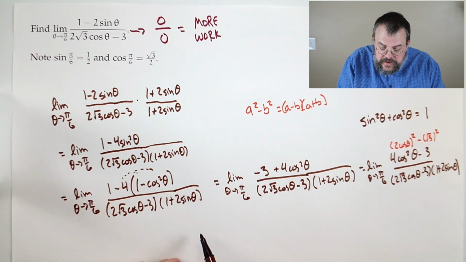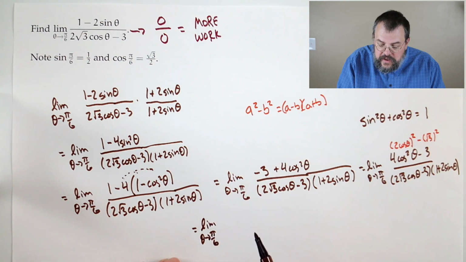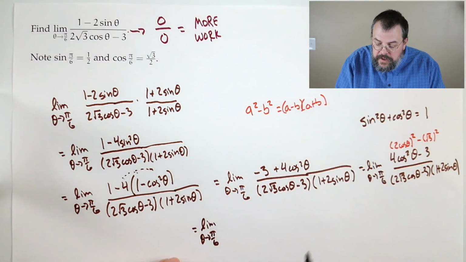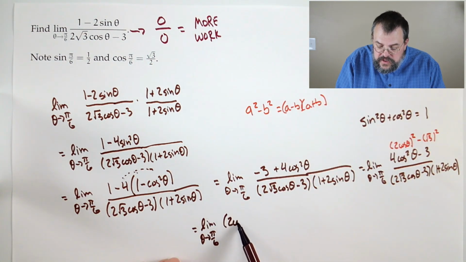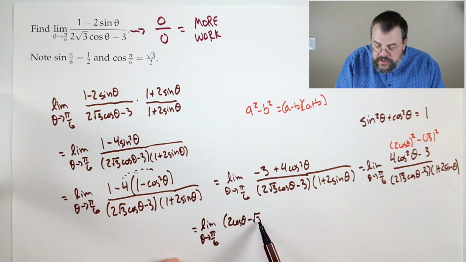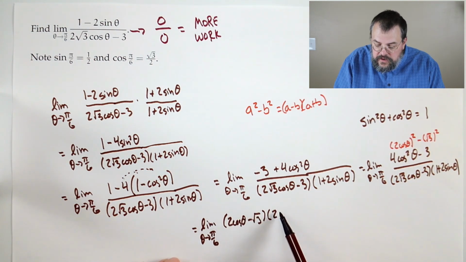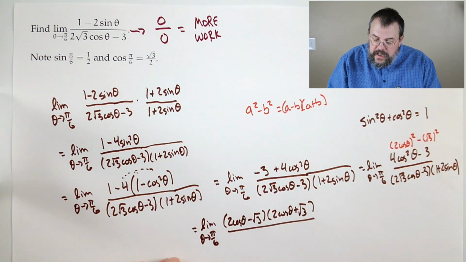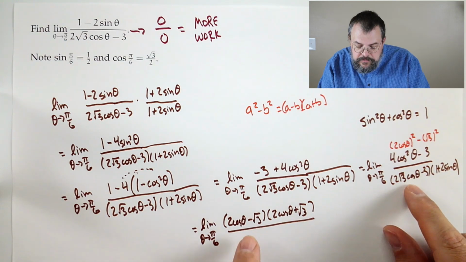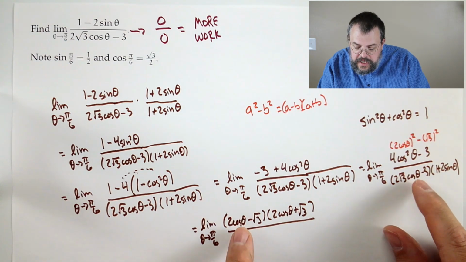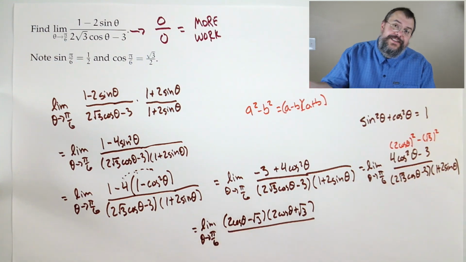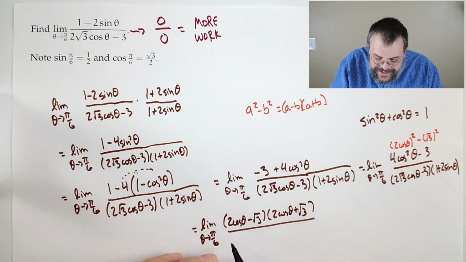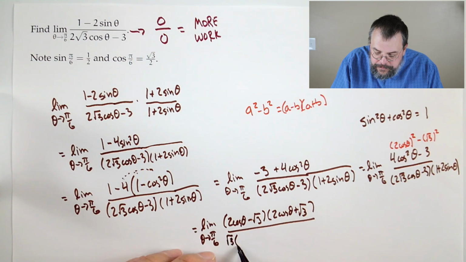So this is going to be the limit as theta goes to pi over 6. So upstairs again, a minus b, a plus b. So 2 cosine theta minus root 3. And then we're going to have 2 cosine theta plus root 3 downstairs. Now, before we write it down, it's looking pretty close to this, except there's a root 3. Let's just pull that root 3 out. Okay, we can do that. Hello, root 3, you're coming out. So that'll be 2 cosine theta.